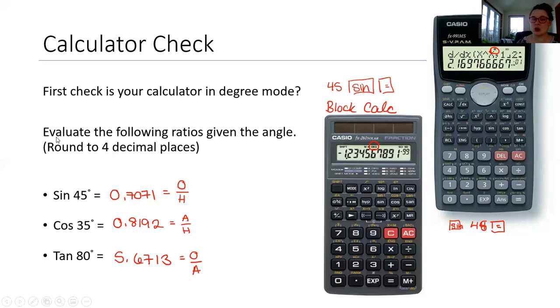Now, one thing to note, I have evaluate the ratios given the angle, round to 4 decimal places. Anytime you're putting in sine 45 or the cosine of an angle, when you want to find the ratio, always keep 4 decimal places. If you don't keep extra decimals, it's going to really mess your answers up, and it could cause a little bit of trouble when you're dealing with questions in the exam.